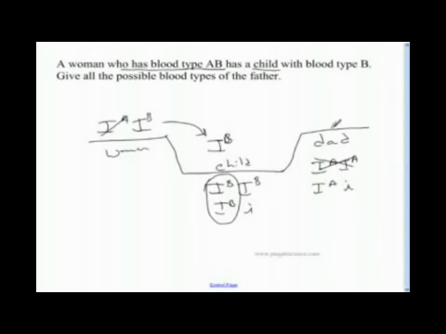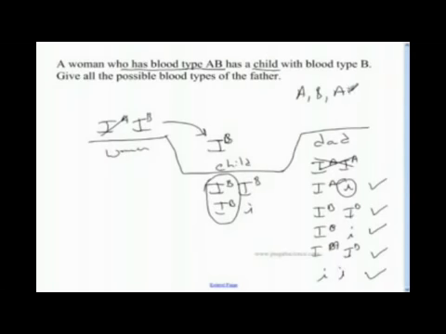Can it be heterozygous blood type A? Yes. Can it be homozygous blood type B? Yes. Can it be heterozygous blood type B? Yes. Can it be blood type AB? Yes. Or homozygous type O? Yes. Therefore, there are 4 possible blood types of the father, and these are blood type A, blood type B, blood type AB, and blood type O.